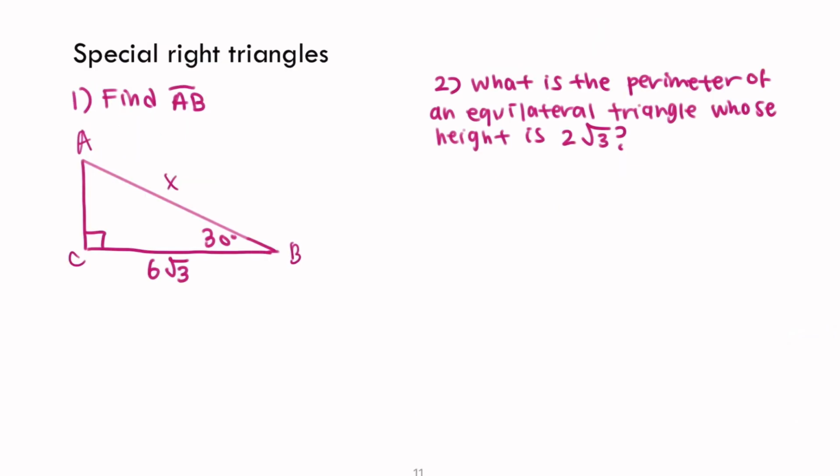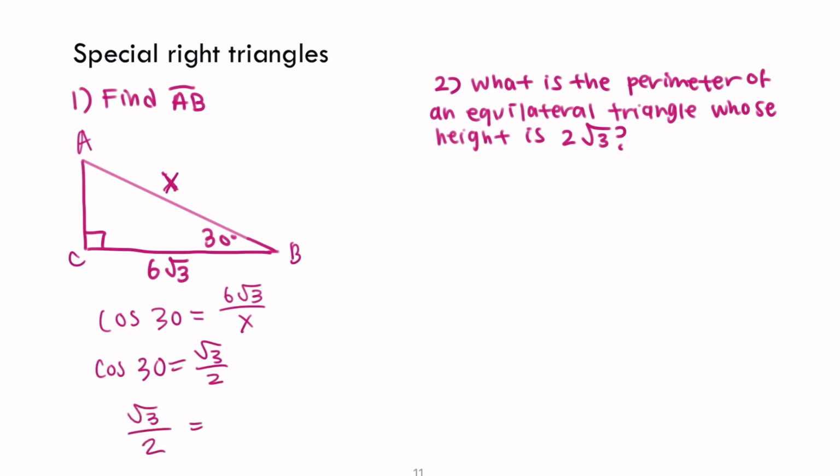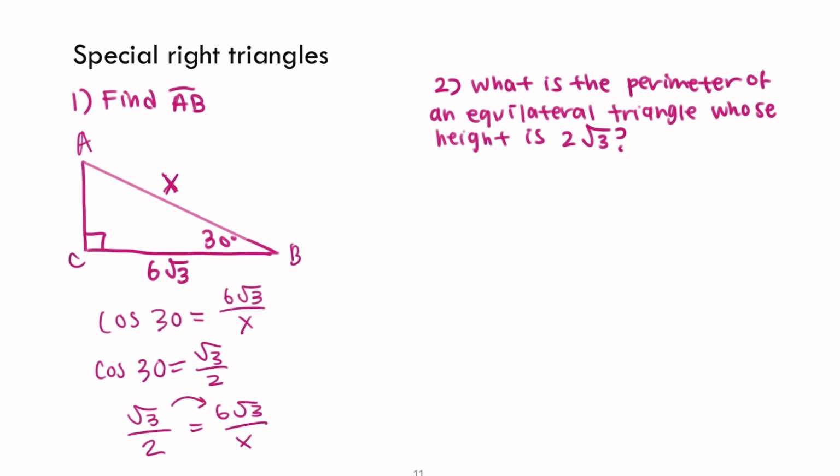Okay, here are just a few practice problems. Number 1 says find the side length of AB. We're going to label AB as x. So we can do the cosine of 30, which is equal to adjacent over the hypotenuse. We can do 6 radical 3 over x, and we know that cosine of 30 is also equal to radical 3 over 2. So radical 3 over 2 is equal to 6 radical 3 over x. So to get from radical 3 to 6 radical 3, we just do times 6. So 2 times 6 is equal to x. X is going to be equal to 12.